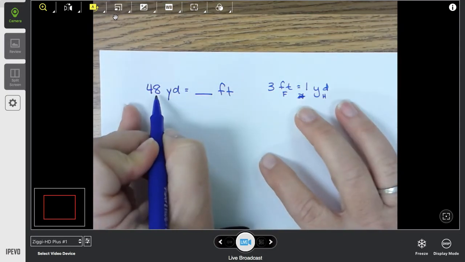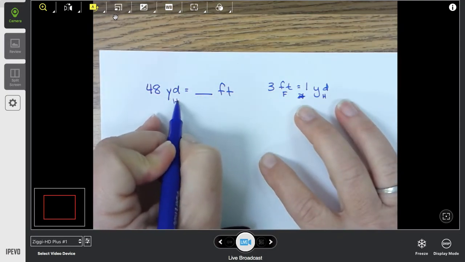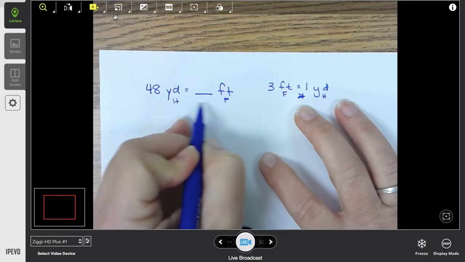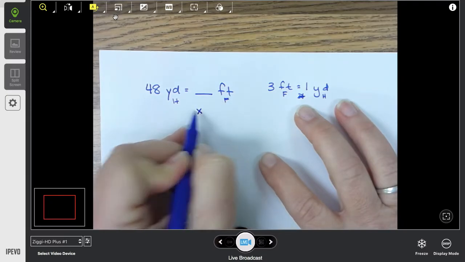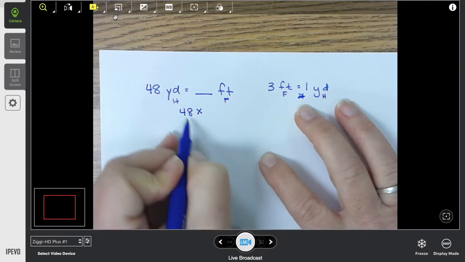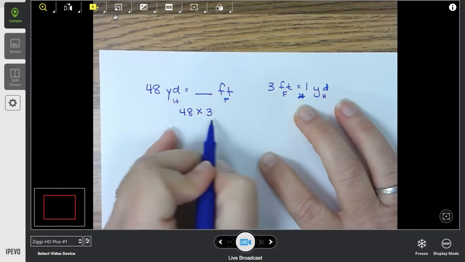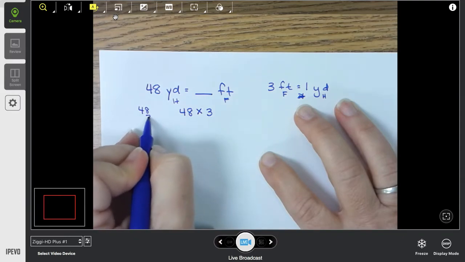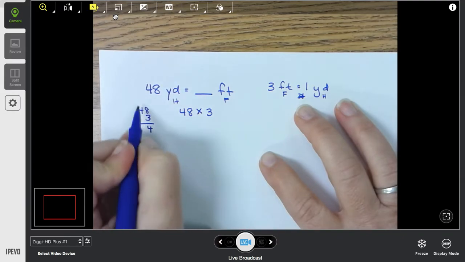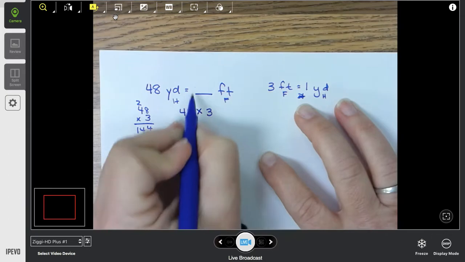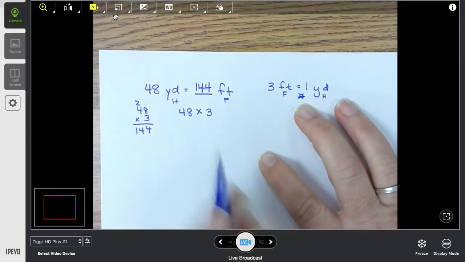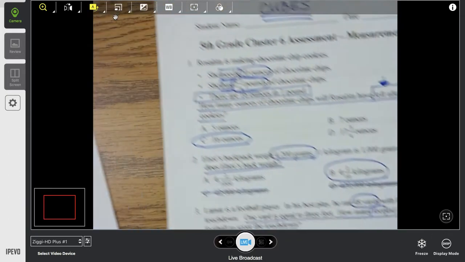So we know the yards, but we don't know the feet. So here's our horse, here's our fly, horse to fly, multiply. So for every one of those 48 yards, there are 3 feet inside of them. So we're going to do 48 times 3. I'm going to do my regular multiplication, which makes 144 feet. Let's go back over to our answer choices.